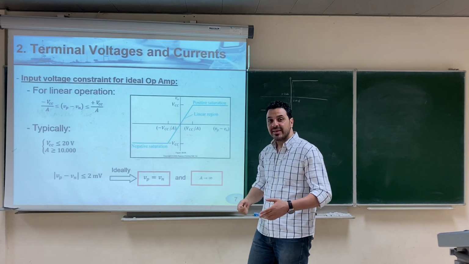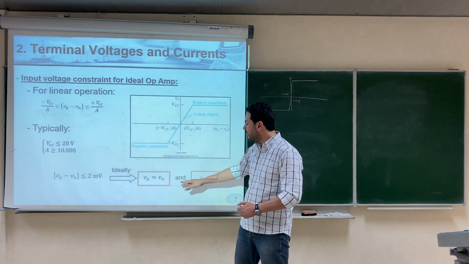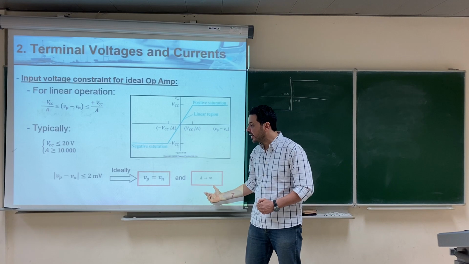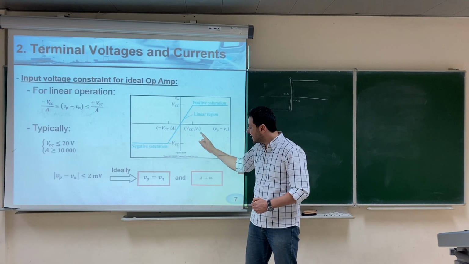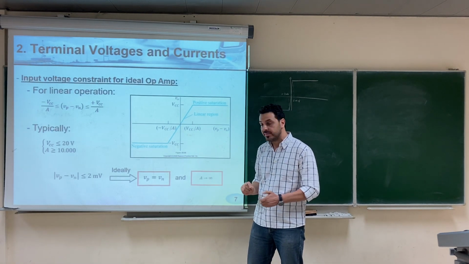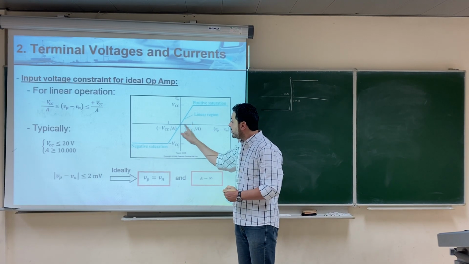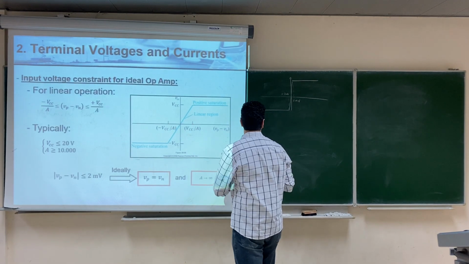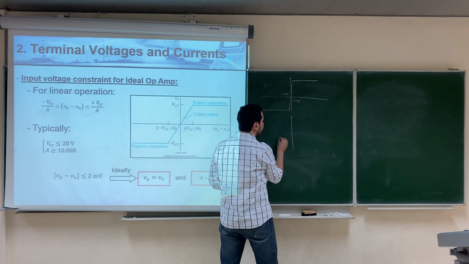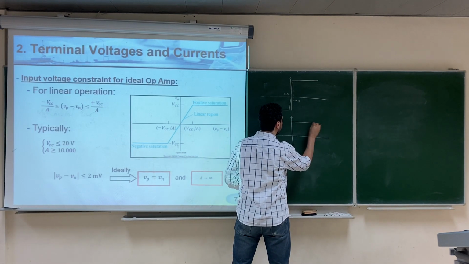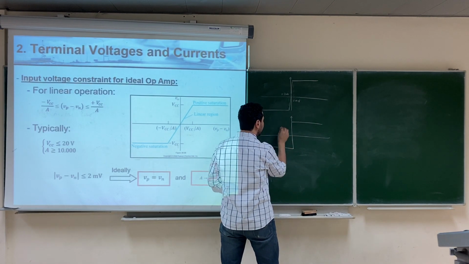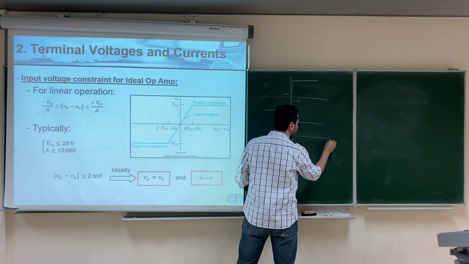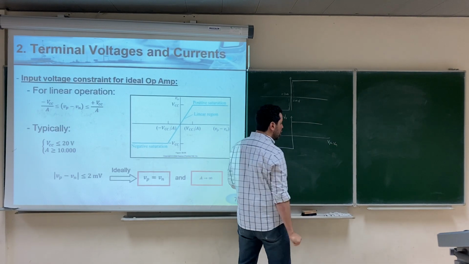Ideally speaking, the ideal op-amp has a gain of infinity, which means what? If the gain is infinity for the ideal op-amp, then this point will be 0 and this point will be 0, which means that for the ideal op-amp, the curve will look like this. This is the relation between V output and Vp minus Vn.